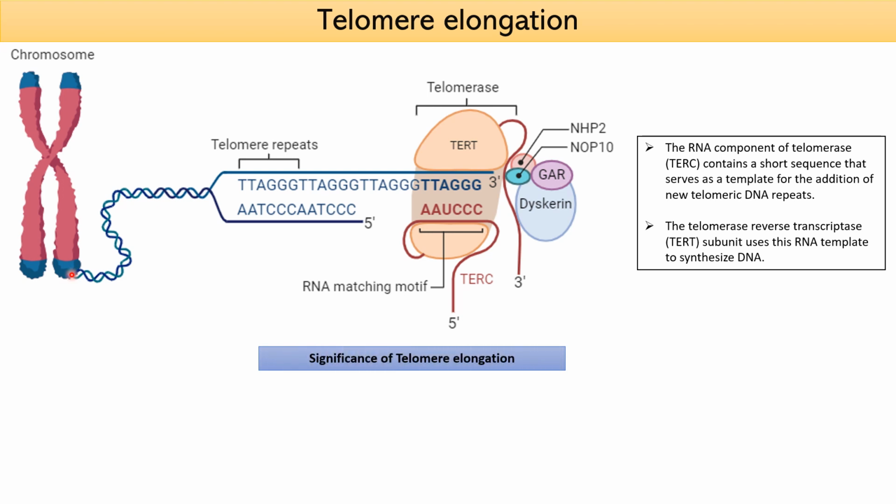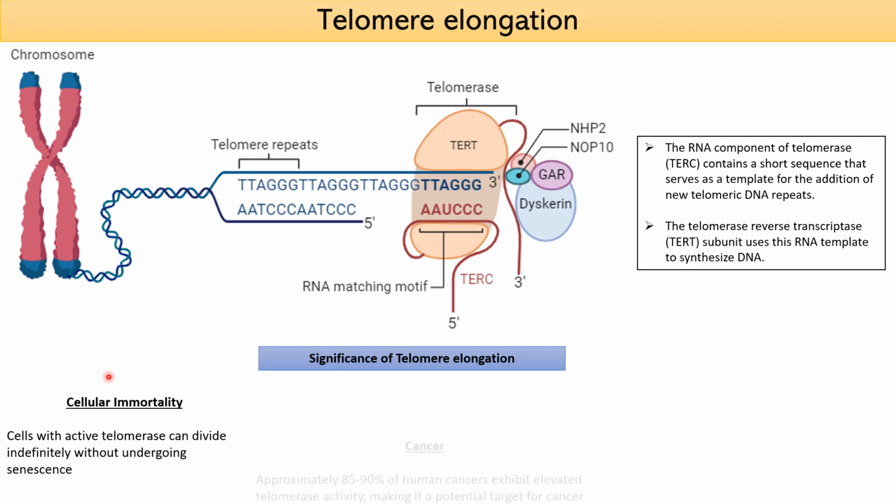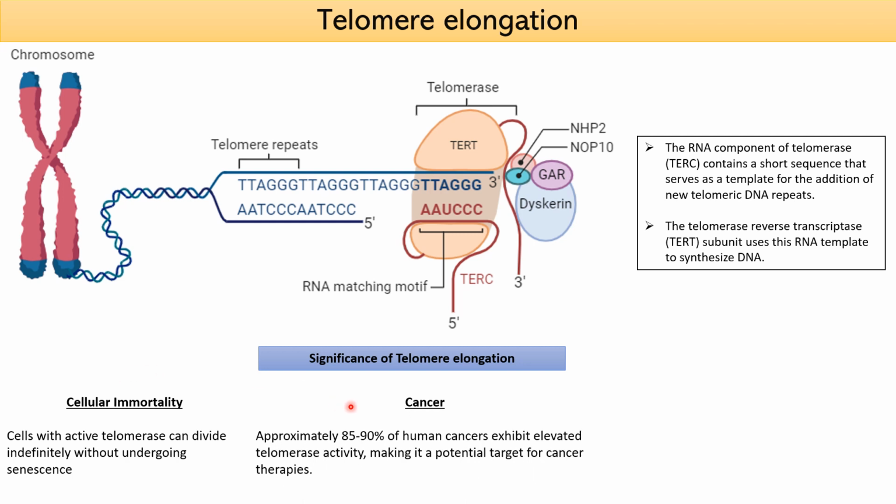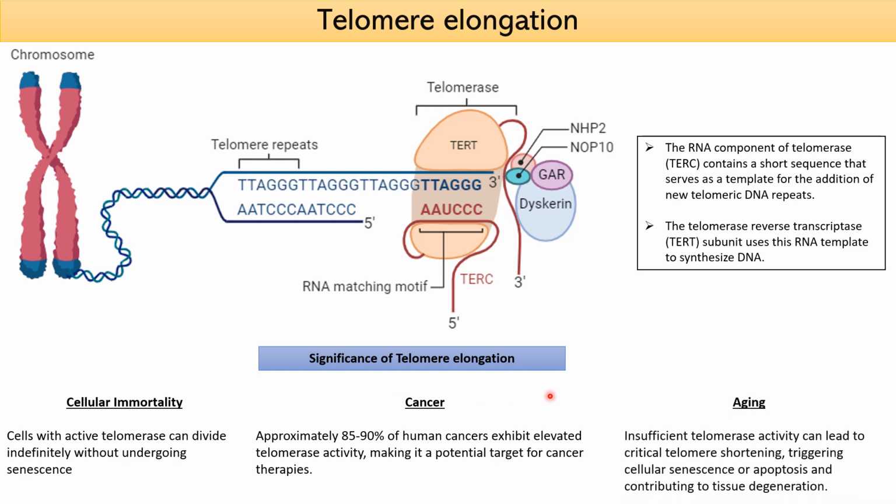So what is the significance of telomere elongation? First of all, cellular immortality, because cells with active telomerase can divide indefinitely without undergoing senescence. Also in cancer, approximately 90% of human cancers exhibit elevated levels of telomerase, making it a potential therapeutic target. And also in aging studies, the telomere plays a very important role because it is related to triggering cellular senescence and apoptosis, and therefore contributing to tissue degeneration.